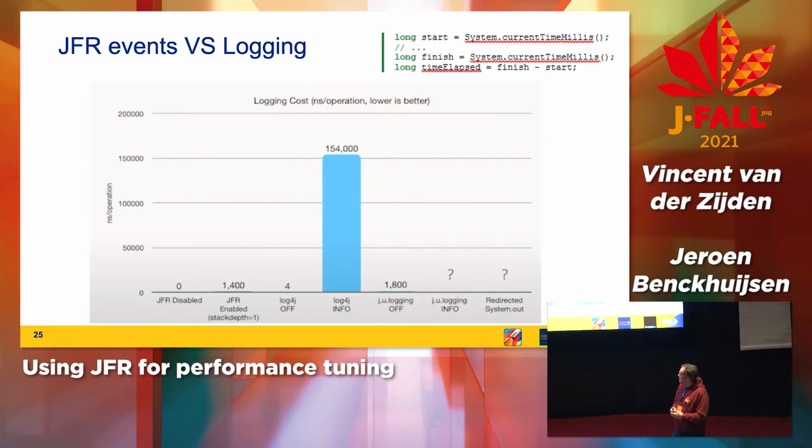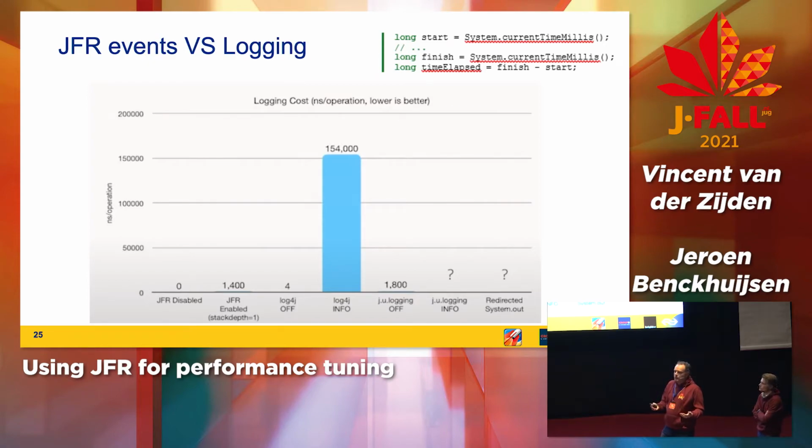If you do a comparison of the various options, we compared JFR disabled and JFR enabled, log4j off, log4j at info level, Java util logging off, Java util logging at info level, and just a redirected system out, the ugly way. If you compare the performance characteristics, you can see that JFR enabled actually uses less than Java util logging in off mode, which is kind of insane. Basically, even if it's doing the full-blown analysis, it's still faster than doing logging.